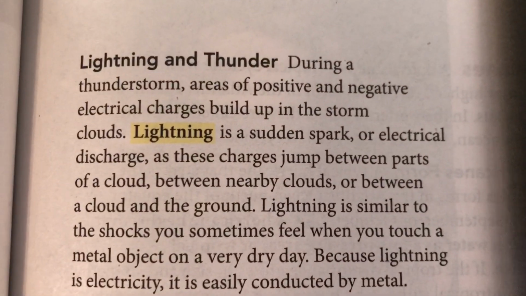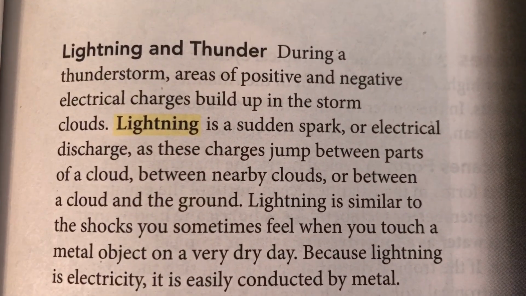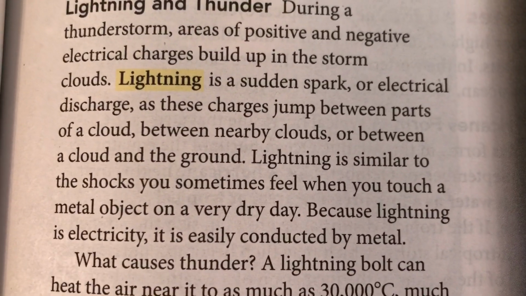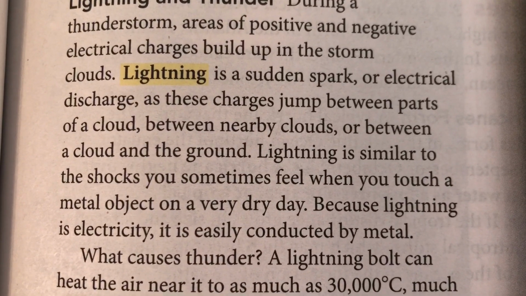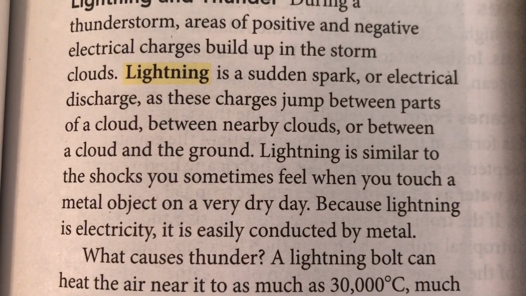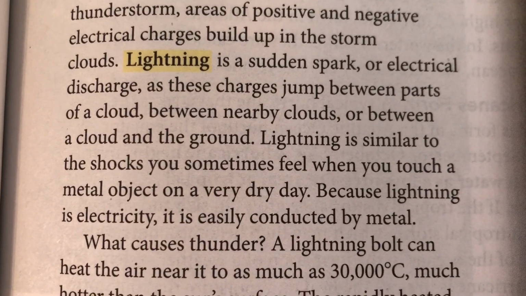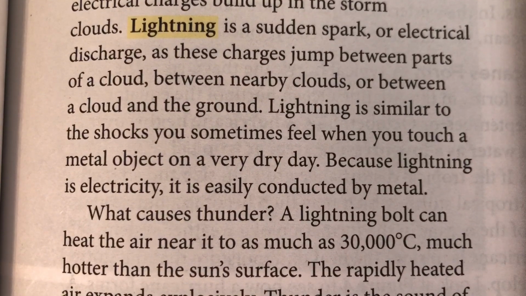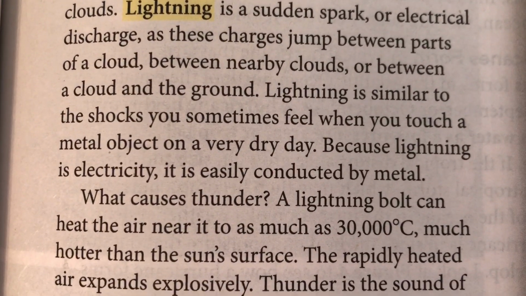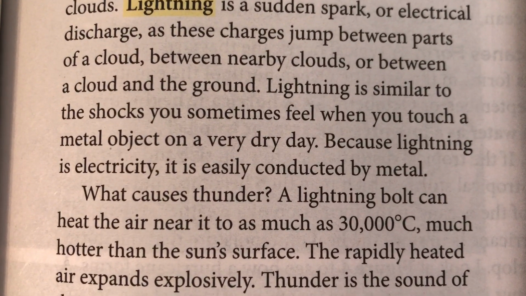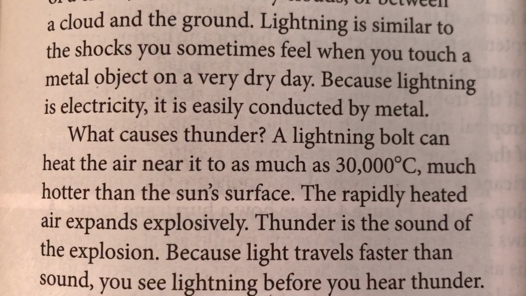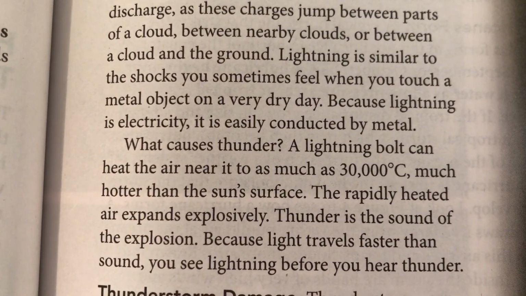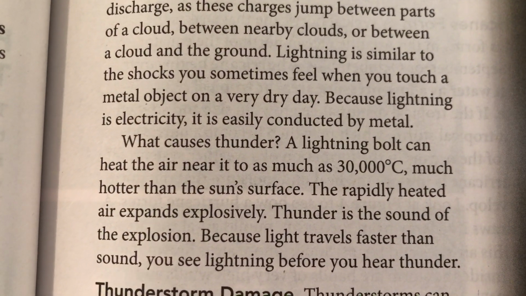Lightning and thunder. During a thunderstorm, areas of positive and negative electrical charges build up in the storm clouds. Lightning is a sudden spark or electrical discharge. As these charges jump between parts of a cloud, between nearby clouds, or between a cloud and the ground, lightning is similar to the shocks you sometimes feel when you touch a metal object on a very dry day. Because lightning is electricity, it is easily conducted by metal.